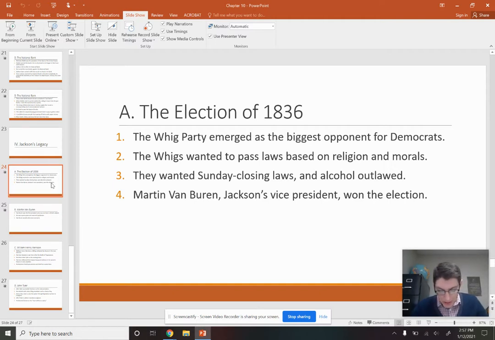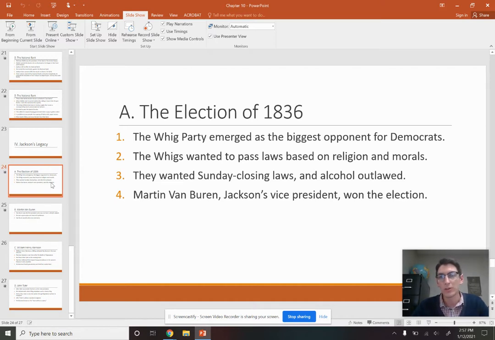But we also see that the Whigs, many Northern Whigs especially, saw slavery as sinful. They wanted to get rid of slavery, whereas Democrats were viewed as the party of the common man, free thinkers. Many Democrats, especially in the South and West, approved of slavery. But the Whigs, like I said, wanted to pass laws based on religion and morals.